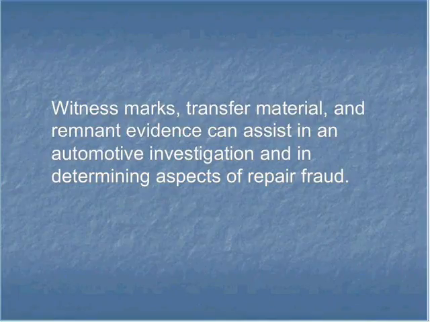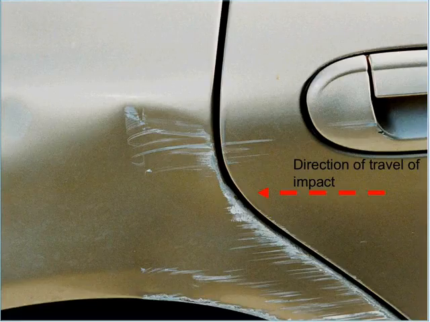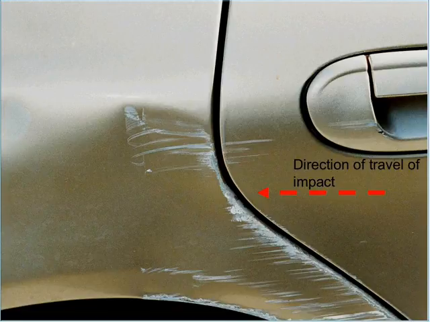Witness marks. Let's get into the crux of the webinar today. Witness marks, transfer material, and remnant evidence can assist in an automotive investigation and in determining aspects of repair fraud. So what we have here is a vehicle. It's the right rear quarter panel and the right rear door of a vehicle that has some severe abrasions on the side of it. The topic here is witness marks and transfer material and the identification of basically these elements.